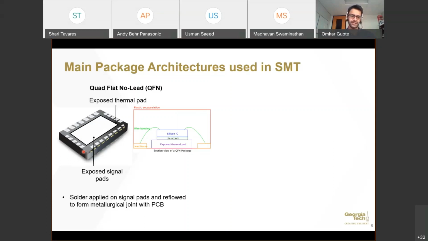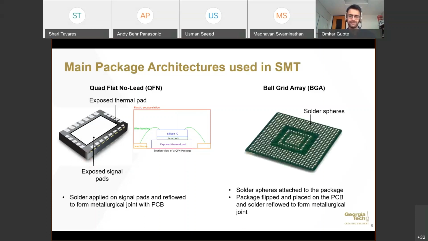And to attach this to the PCB, solder paste is used. Solder paste is printed on the PCB, and then this package is flipped and attached on the PCB, and the entire assembly is reflowed, where the solder paste melts and forms a metallurgical joint with the printed circuit board.